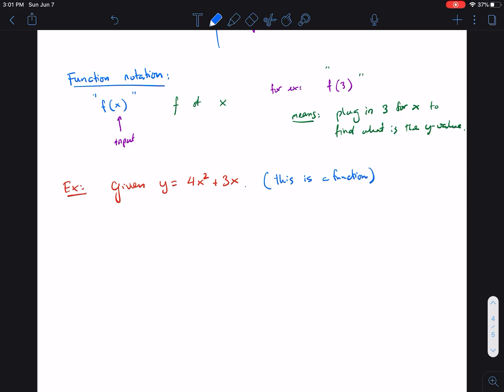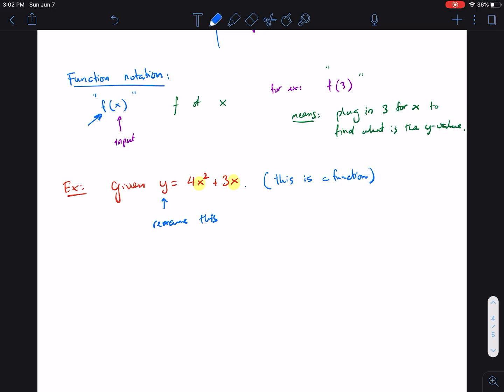Now we can rename this. The dependent variable y can now be renamed any letter you want, but it has to be followed by parenthesis x close parenthesis. By standard, by default, we use the letter f here, but you can use h, you can use m, you can use p, you can use anything, as long as the letter inside the parenthesis matches the input here.